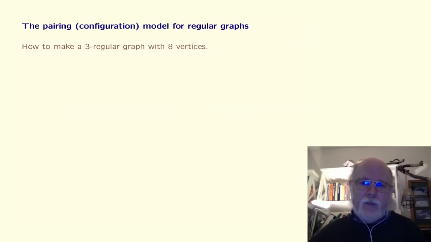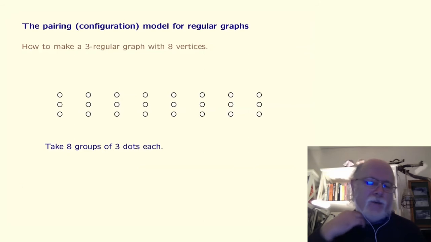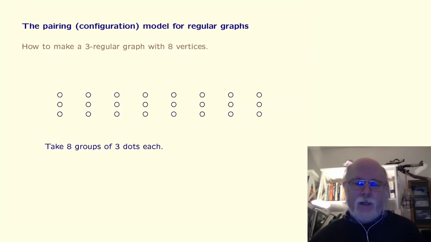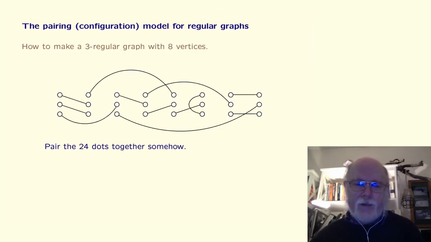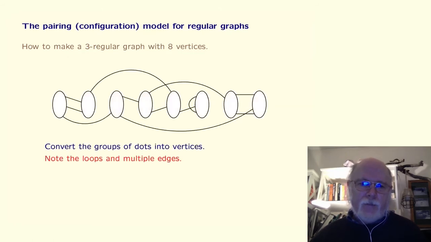And the method they used, translated into the modern description, is one you've seen before, so I'll go through it quite quickly. Everybody interested in random graphs has seen this 100 times. We want to make a 3-regular graph with 8 vertices, so we take 8 groups of 3 dots each, and then we take a random pairing of them, and then we collapse the groups down into vertices, and now we've got a 3-regular graph.